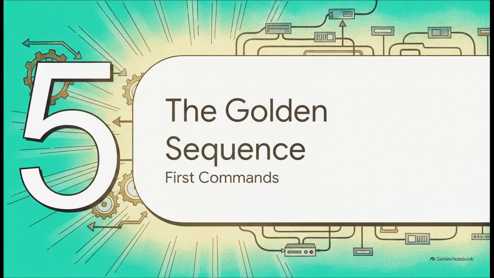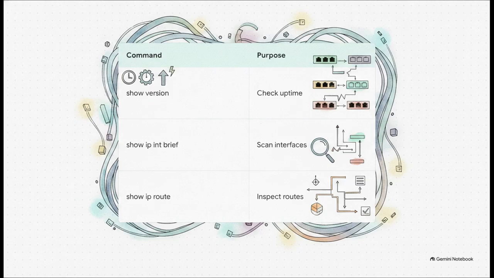And that brings us to Section 5, the golden sequence. We have reached the climax of our methodology. These are the absolute first commands every engineer must run when touching an unknown, broken device. You'll want to burn these into your brain because they are going to be your best friends during an outage. First up, show version. Yes, it checks the iOS version, but more importantly, it shows the device uptime and the specific reason for its last reload. Did it crash? Did somebody pull the power cord?